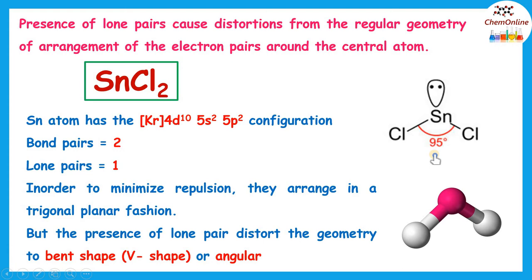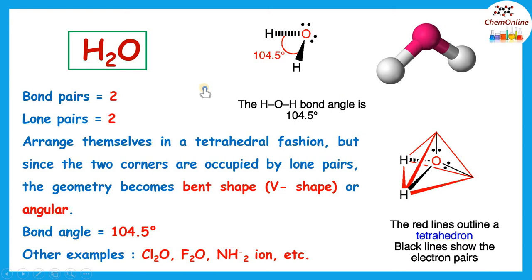For a trigonal planar geometry, the normal bond angle is 120 degrees. But here, due to the repulsion between the lone pair and the bond pair, the bond angle decreases from 120 degrees to 95 degrees. So SnCl2 will have a bent shape, with the bond angle being 95 degrees. One of the corners of the trigonal planar is occupied by the lone pair. Next, let's see the geometry of the water molecule.